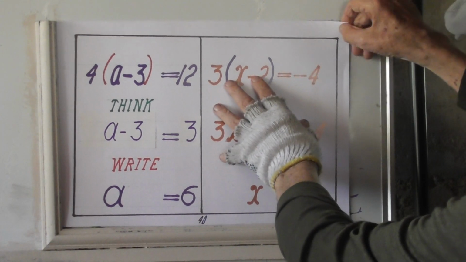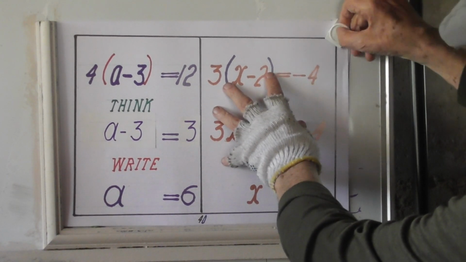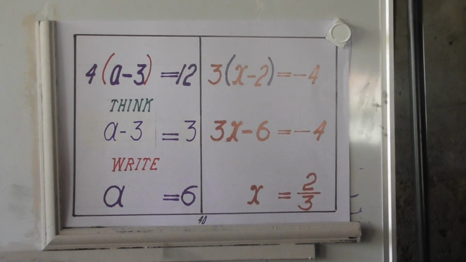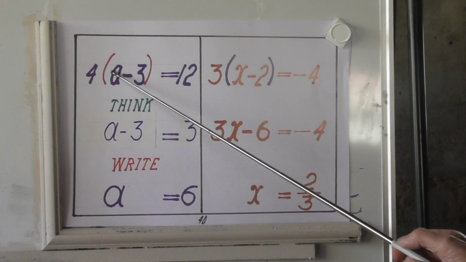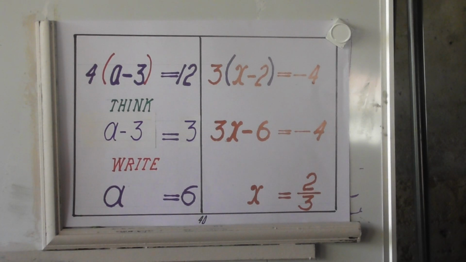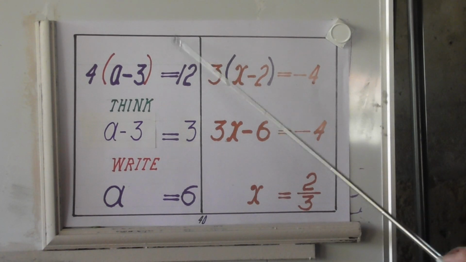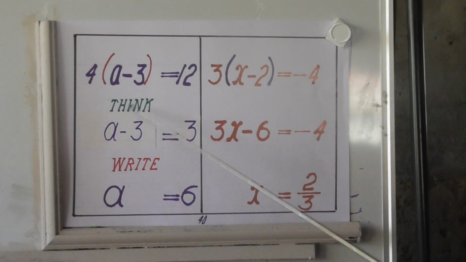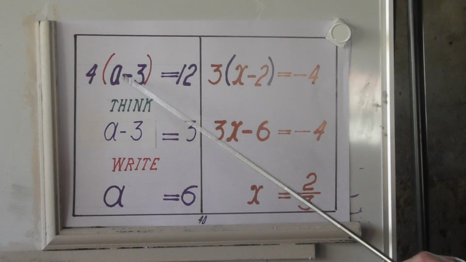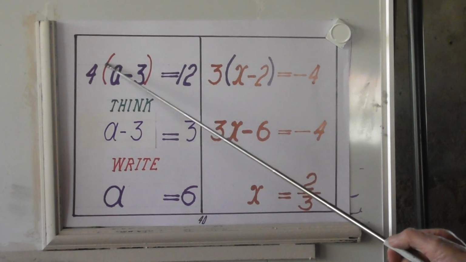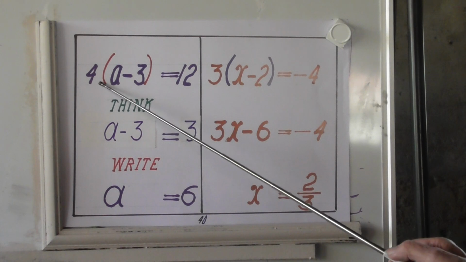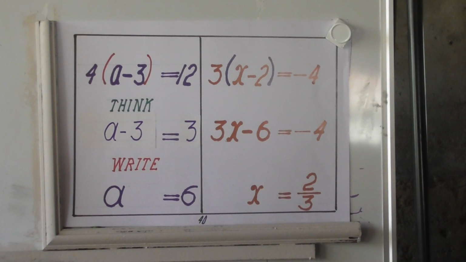So this topic is equations. And in an equation we always have to find the value of the mystery number. Often x, y, sometimes a, b, doesn't matter. In this case the unknown is called a. 4 times this, means times, it's left out, mathematics is shorthand, is 12.